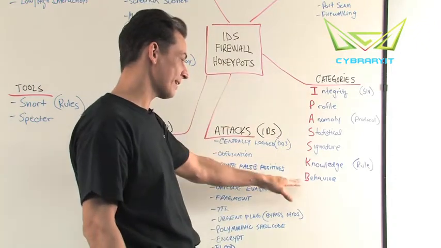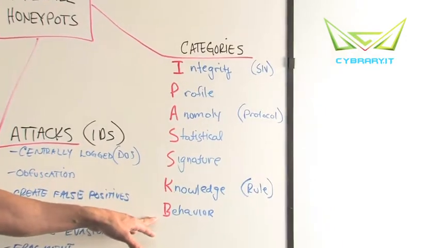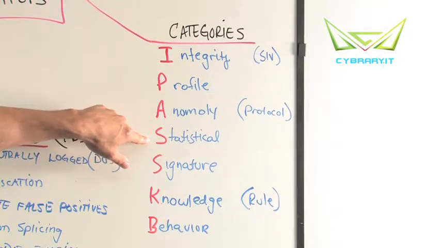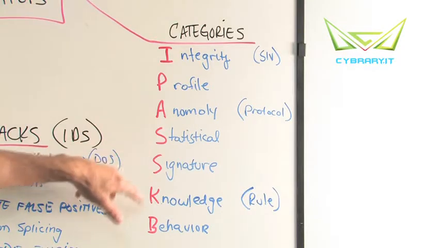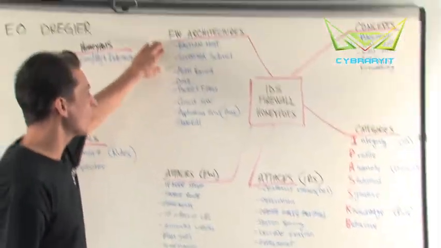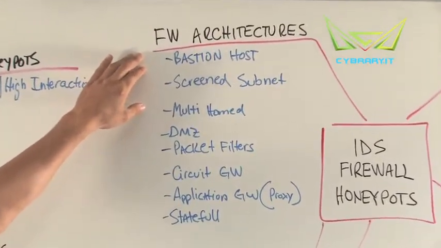This is a great test-taking technique as well, because a lot of these style test questions are like, three of the answers are profile, anomaly, and statistical, and maybe one of the other answers is knowledge or signature. And the test questions are often written like, which one of these is not like the other? Next, let's go into firewall architecture. It's very, very helpful to know the most common types of firewall architectures there.